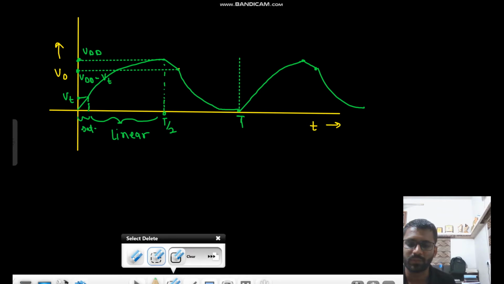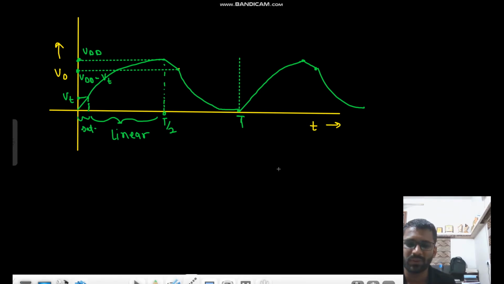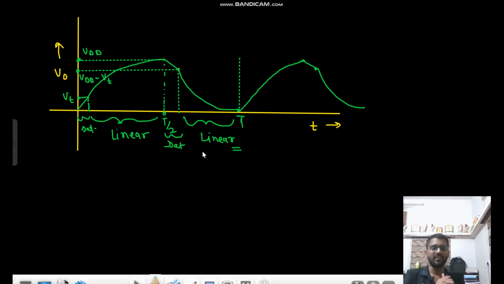So from this to this, we have, this is the saturation region and this is the linear region. Okay, so this is the complete analysis. But in the interview, if you say it gets exponentially charged and it will get exponentially discharged, then they can somehow consider it. But if you tell this, first it will be in saturation, then it goes to linear region, then it comes down. So this is the exact analysis and this is the correct analysis.